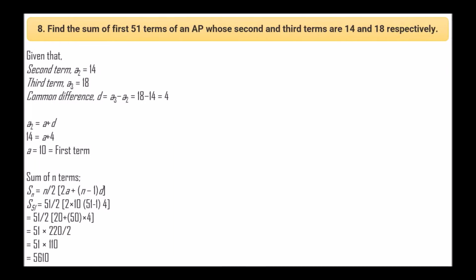Next, find the sum of the first 51 terms of an AP whose second and third terms are 14 and 18 respectively. So the second term, that is A2, equals 14, and the third term A3 equals 18. Common difference D equals 4. A2 equals A plus D, and A we have to find. So A is 10, that is the first term. Now we will put in the sum of n terms, so we will get S51 equals 5610.